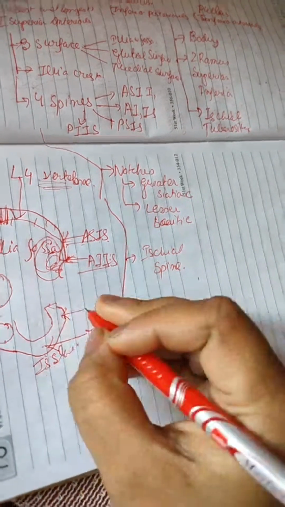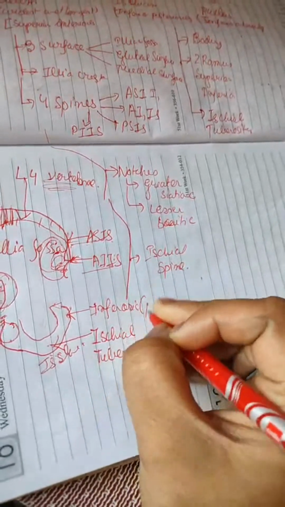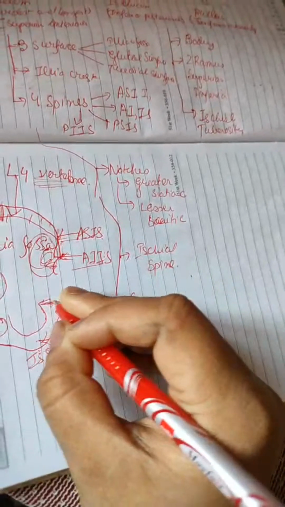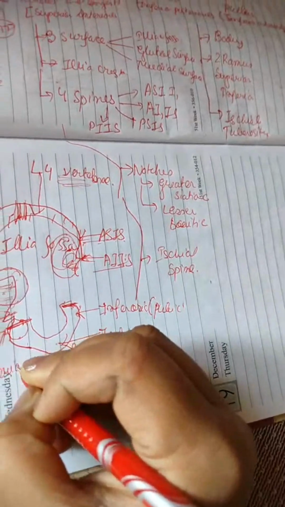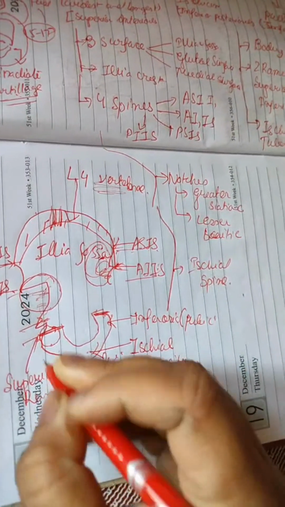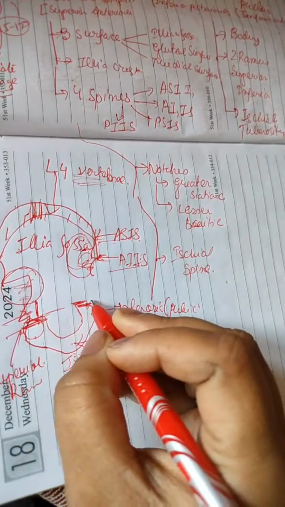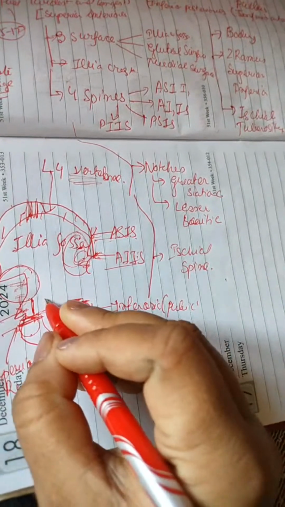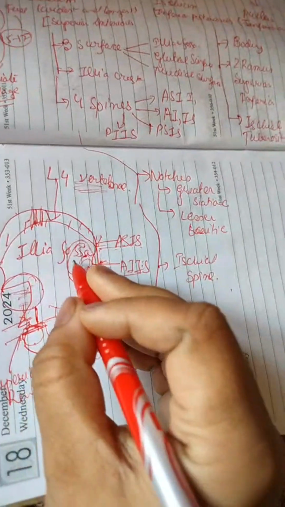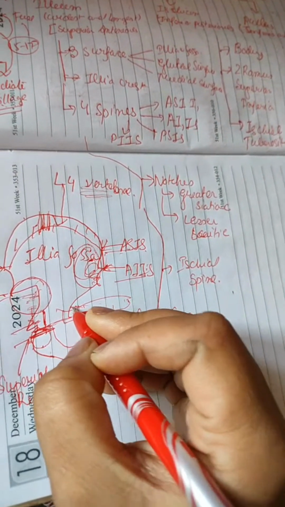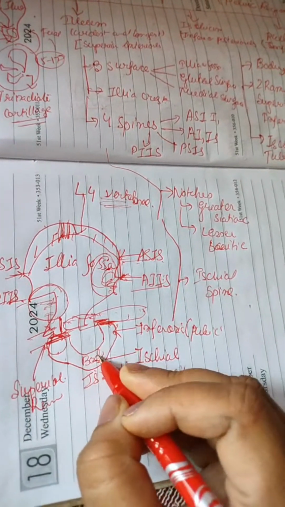This area is the inferior ramus, which connects with the pubic bone, inferiorly, and this one is the superior ramus, or you can say ischial ramus also. Superior ramus connects with the ilium. So what is a ramus? It's a junction which is connecting. So this bone is connecting like this. This is the bone, and this is the body.